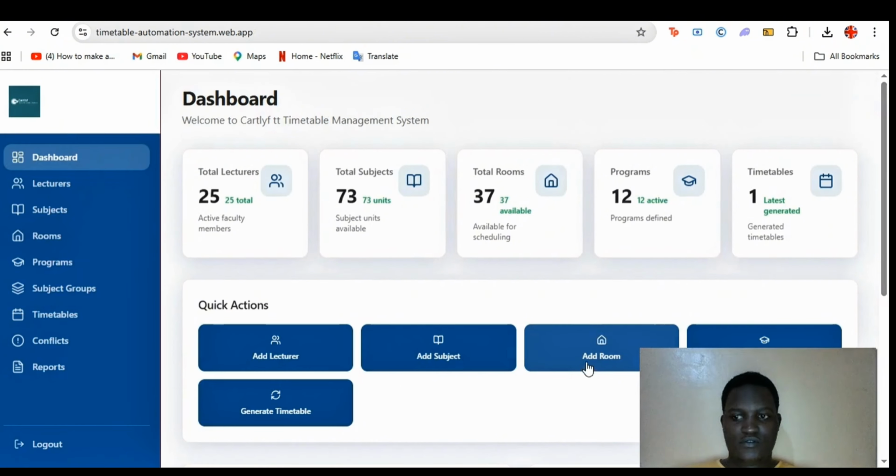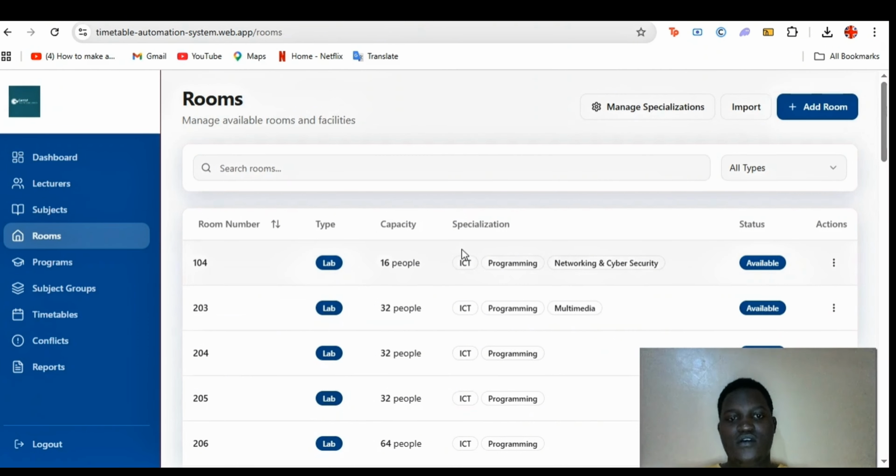Let's jump into adding rooms. So, adding rooms, these are the number of rooms and the different specializations that the rooms have. For example, let's say room 0104, it's a laboratory, it has a capacity of 16 people, and it's used for ICT programming and network security. So, meaning when generating a timetable, this room cannot be assigned, let's say, to students of medicine and surgeries, because it's a room specifically for ICT, programming, and network security.